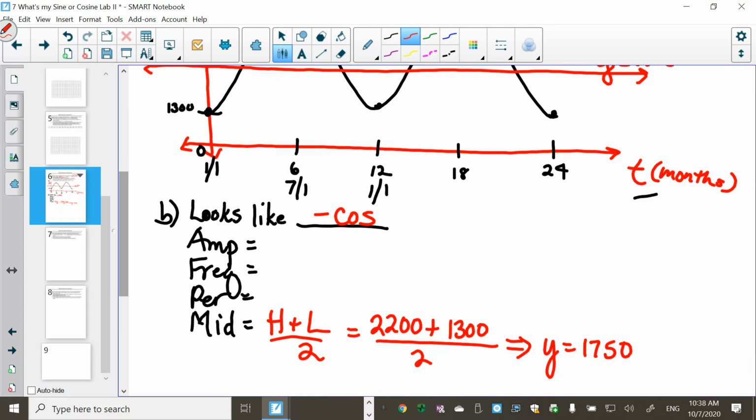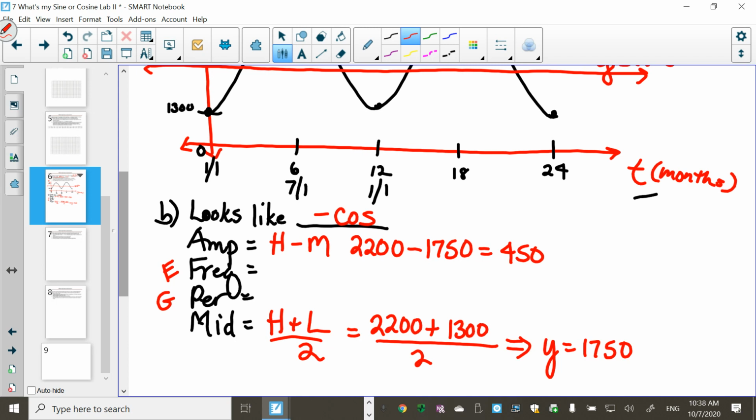So now that's my midline. My amplitude is high minus my midline. So this is work that I want you to show. So I'm making sure that you do this because sometimes people make goofy mistakes. 2,200 minus 1,750. So my amplitude is going to be 450. And remember, amplitude is always positive. Because I have a graph, we are going to do period first because your frequency is in your equation.